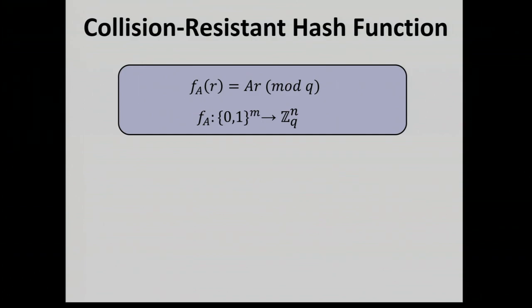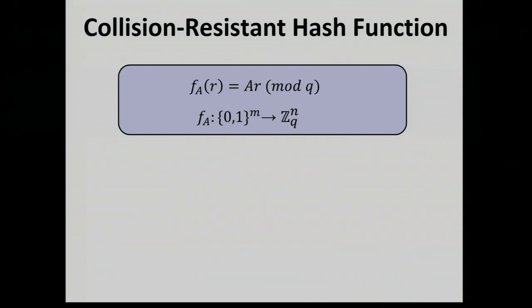This is the first piece of crypto that I'm throwing at you. Okay, so what is our collision-resistant hash function? It is simply this function f. It's parameterized by a matrix A, so it's a family of functions, parameterized by random A's in Z_q^(n×m), full rank matrices for the moment. It takes as input a length-m vector r and outputs A times r mod q. All the operations are over Z_q.